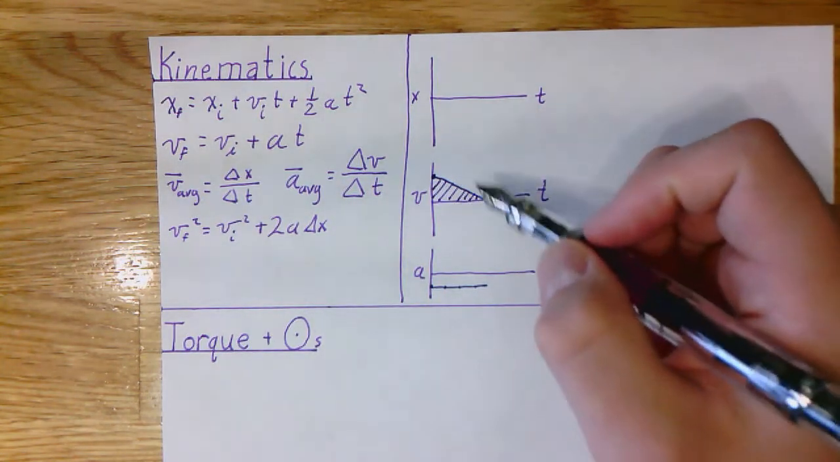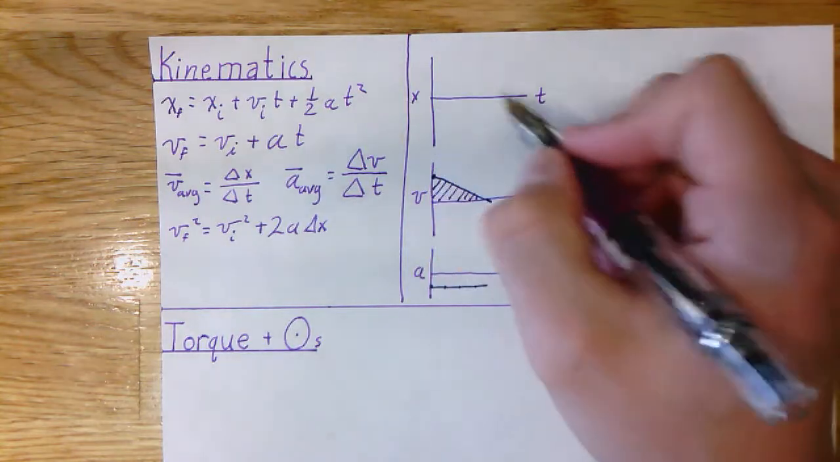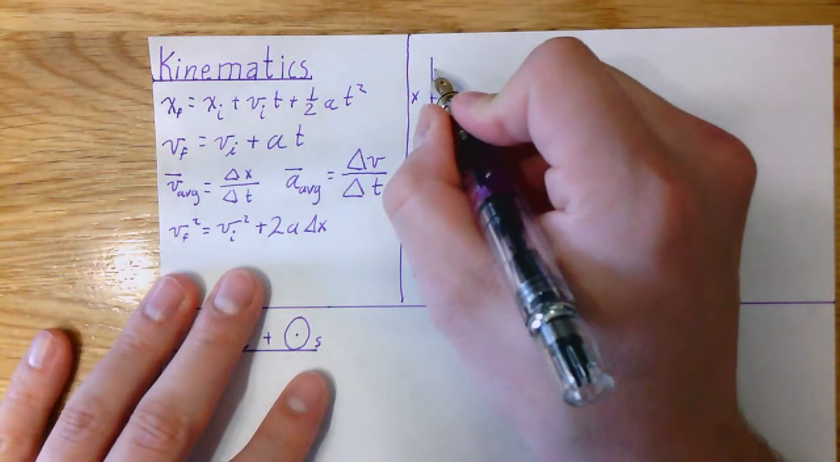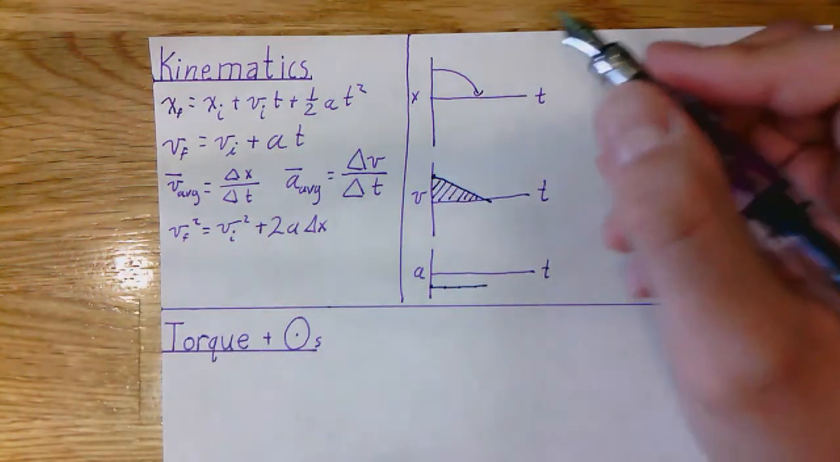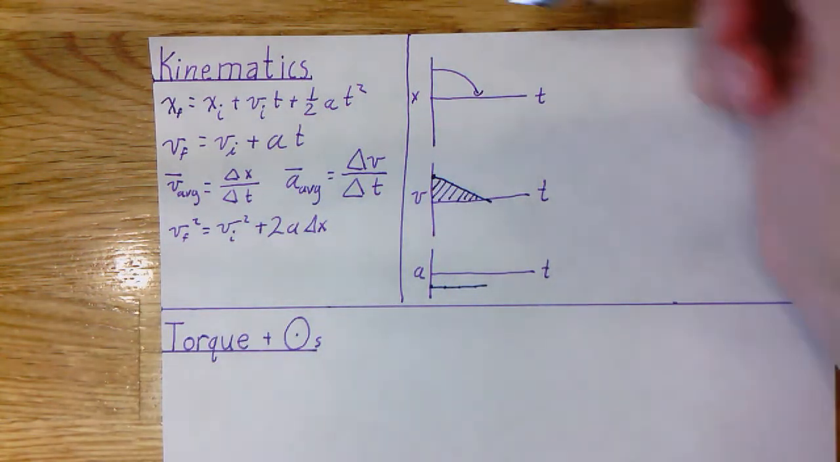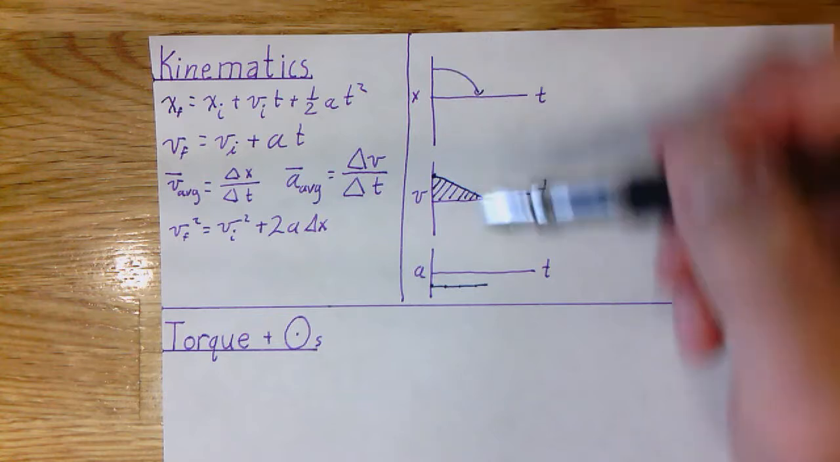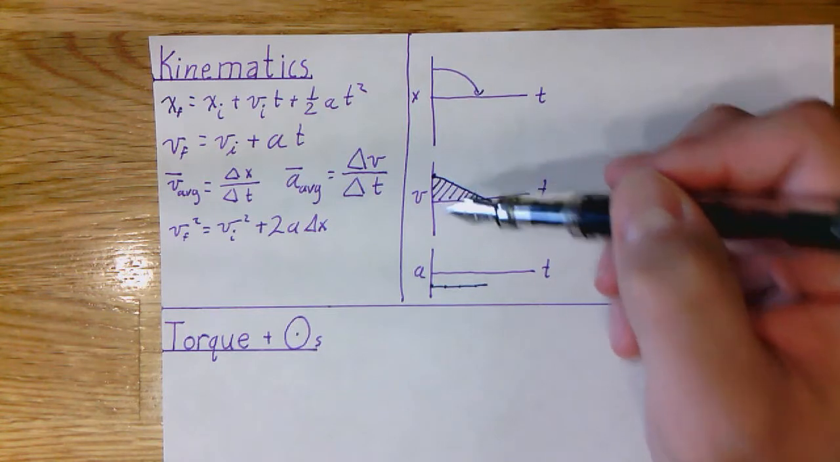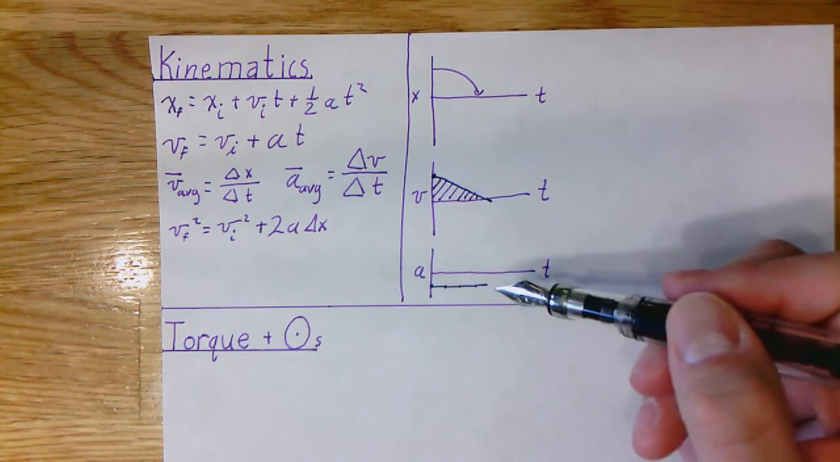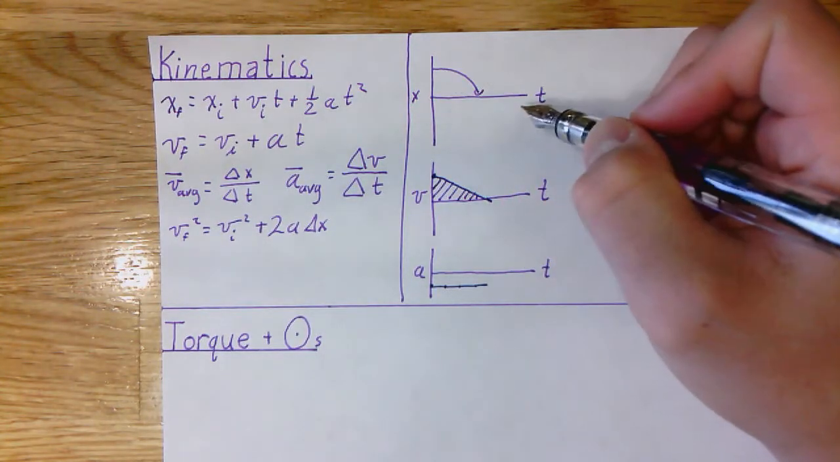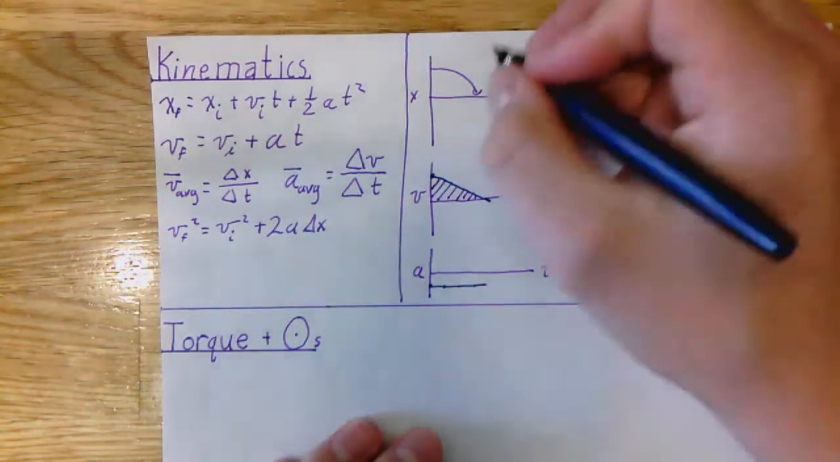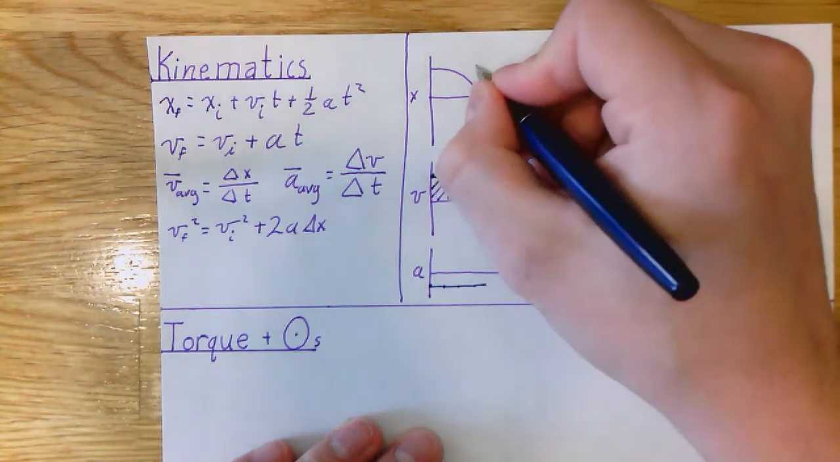Because this is curved, you're actually going to get a curved one here. This would look like that. It'd be parabolic. So curved x graphs give us straight v graphs, give us horizontal a graphs. The slope of v versus t, let's write this down.